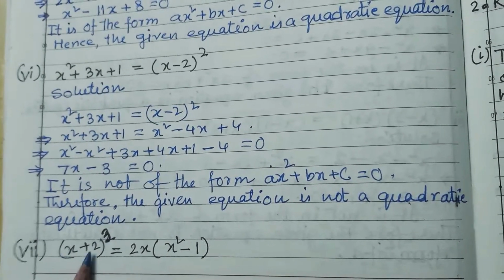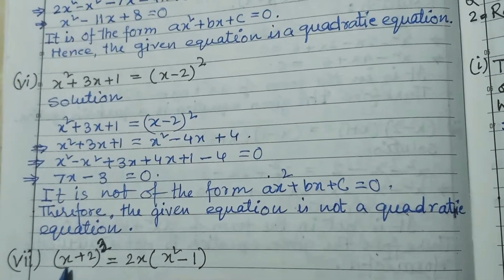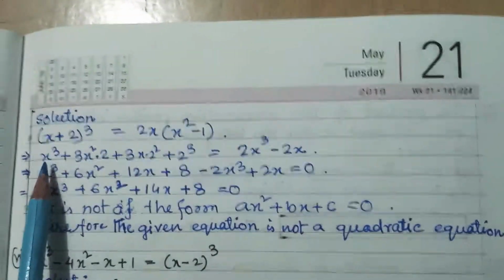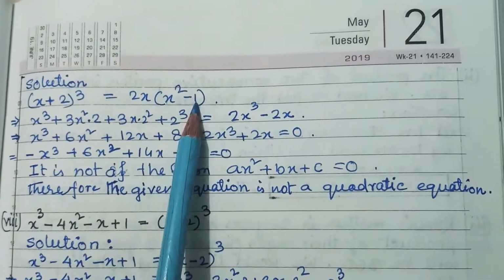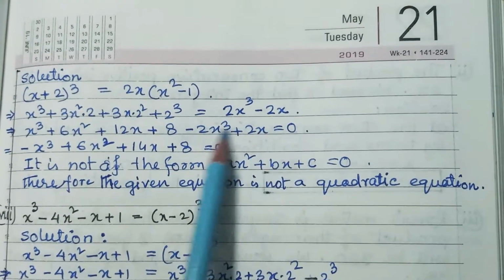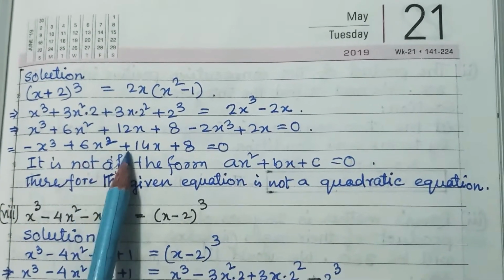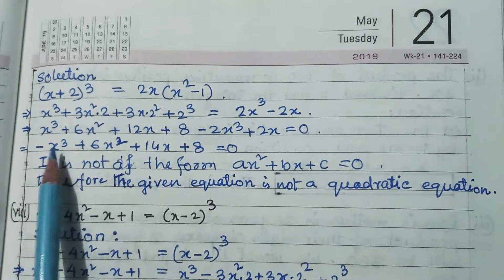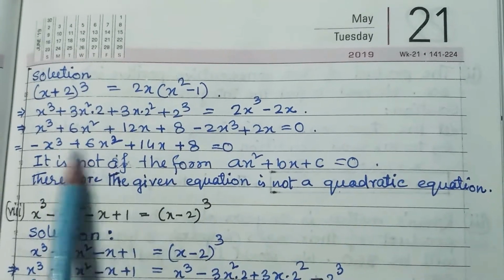Now it is a plus b whole cube and 2x into x square minus 1. By identity you have to change it. a plus b whole cube is a cube plus 3a square b plus 3ab square plus b cube, and the right hand side is 2x cube minus 2x. Now shift all these terms to the same side, it is minus x cube plus 6x square plus 14x plus 8 is equal to 0. So it is a cubic polynomial. So it is not a quadratic equation.